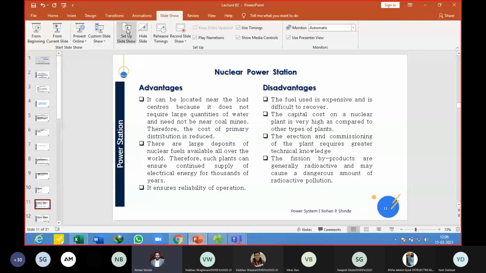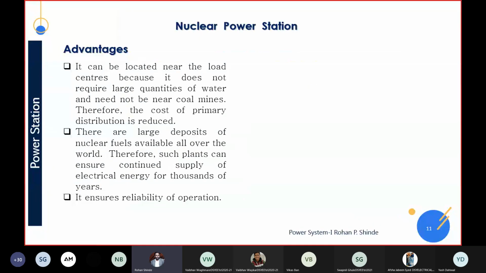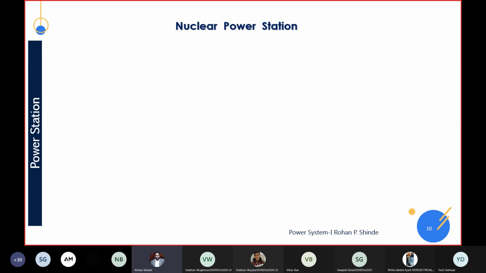And the last advantage of this nuclear power station is it ensures reliability of operations. Okay, that means here these are the 7 advantages of nuclear power station. So see here, in your exam, they can ask the advantages of the nuclear power station.